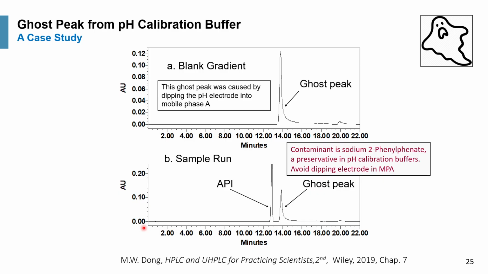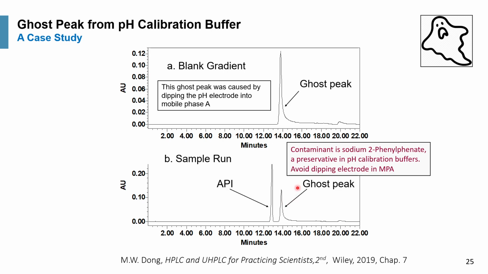Another case study, which happened to myself. We were doing some high pH work, and for some unknown reason a huge ghost peak emerged, which was about 30% of my API peak. After several days of searching, we finally traced the ghost peak to this problem.